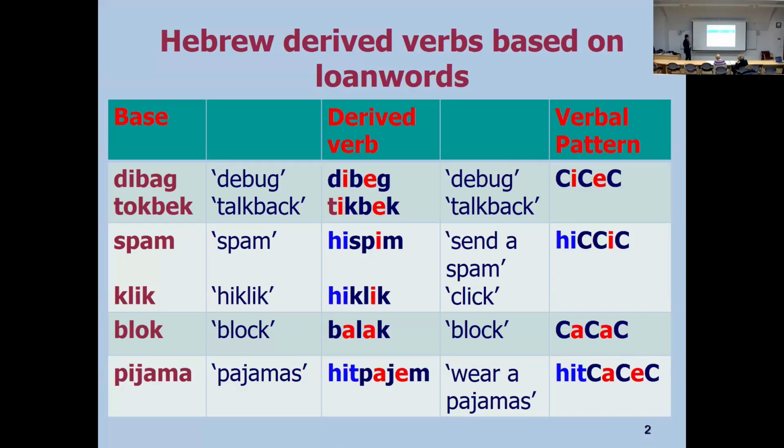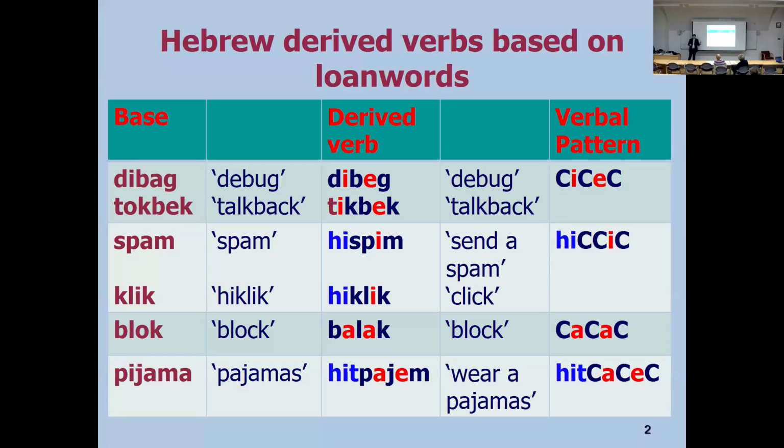And we have another pattern, the word block, like to block somebody on Facebook, for example. So we have the verb balak, which is in the pa'al pattern. And finally, we have the loanword pijama, and we have the verb hitpajem, to put on or wear pajamas. And this is in the hitpa'el pattern. This pattern has the prefix hit, and again, consonant, a, consonant, e, consonant. In all these cases, the words, no matter where they come from, English or another language, when we form a verb, it has to conform to one of the existing patterns.